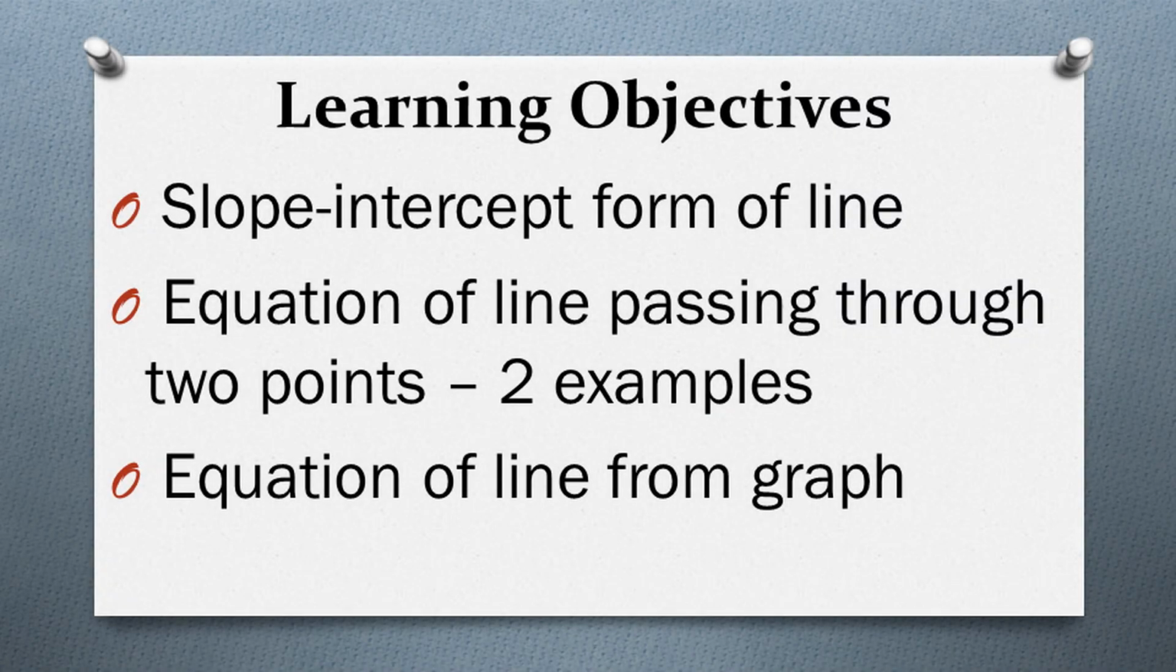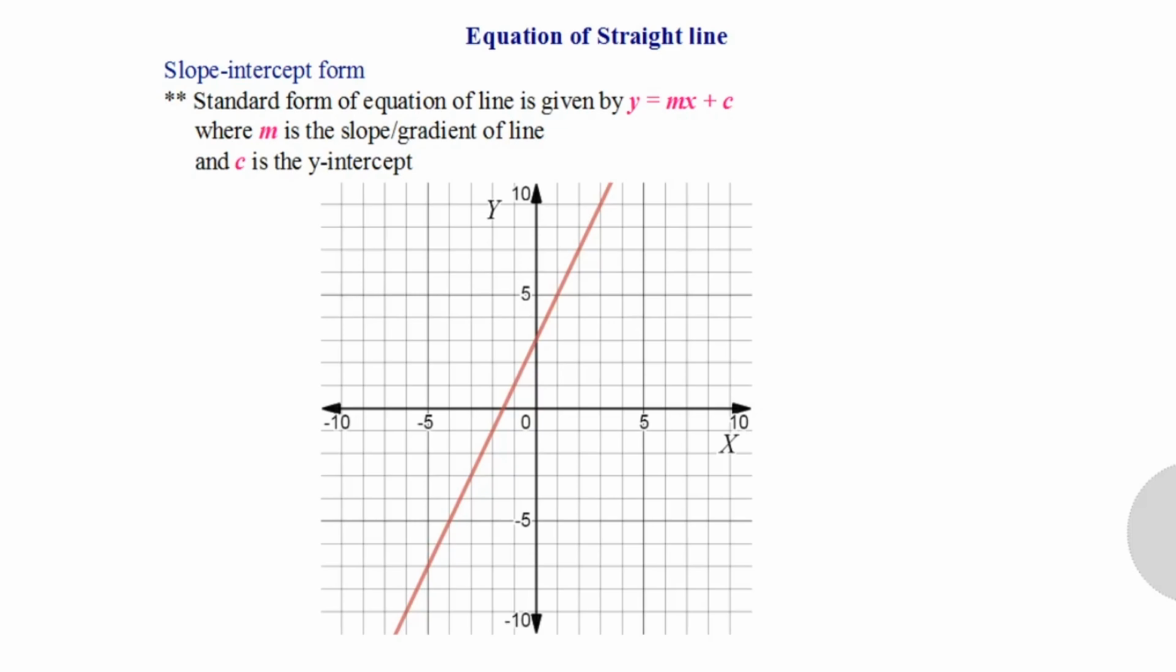In this video, we are going to take a look at three things. The first one is slope-intercept form of a line. Next, we'll see two examples of how to find the equation of a line passing through 2 points. And we'll also see how to find the equation of a line from graph. Let's get started with that.